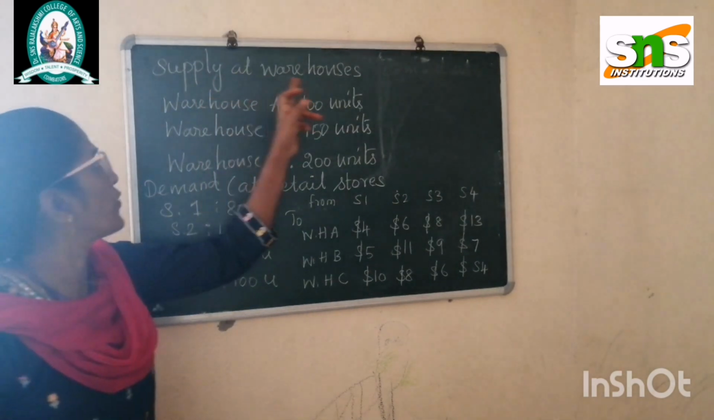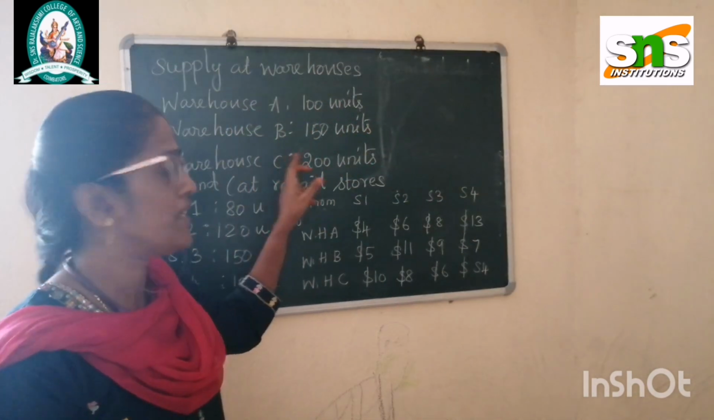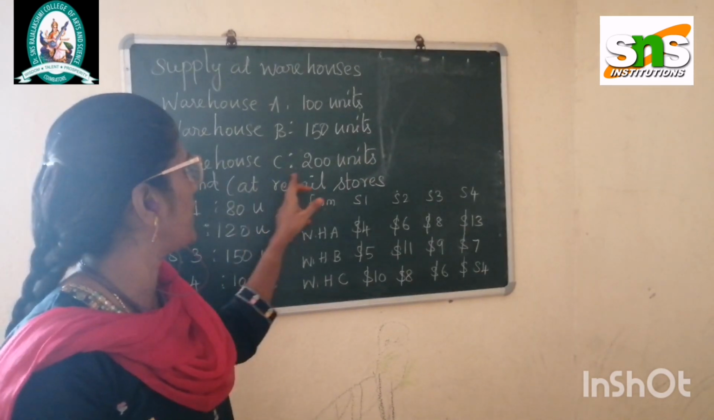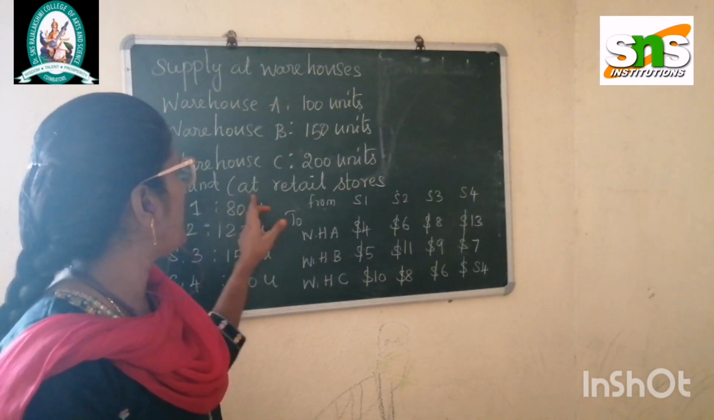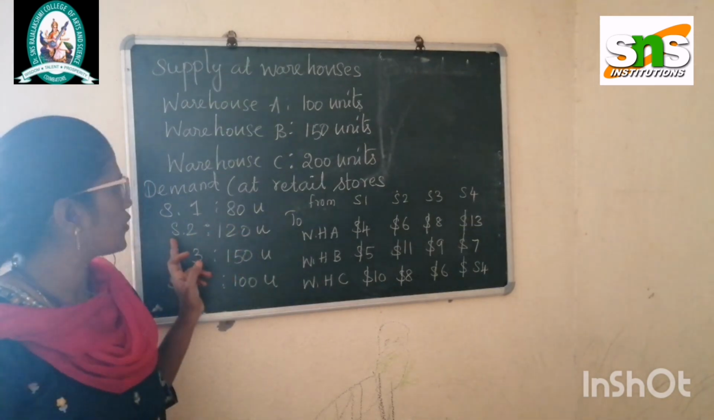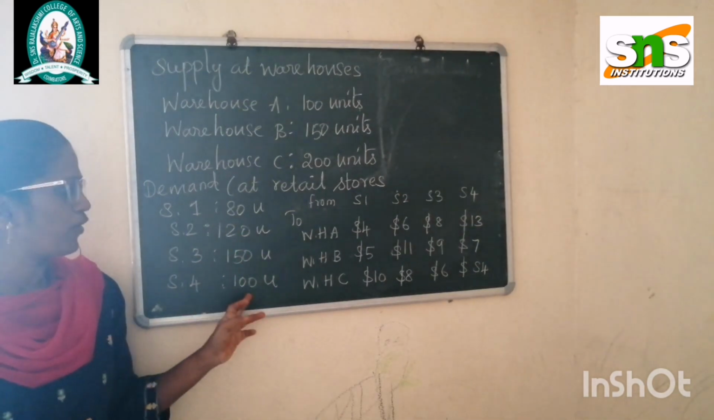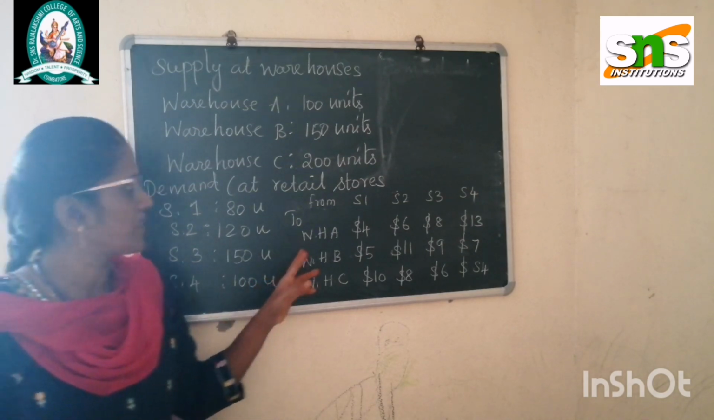Supply at warehouses: Warehouse A is 100 units, warehouse B is 150 units, warehouse C is 200 units. Demand at retail stores: store 1 is 80 units, store 2 is 120 units, store 3 is 150 units, store 4 is 100 units.